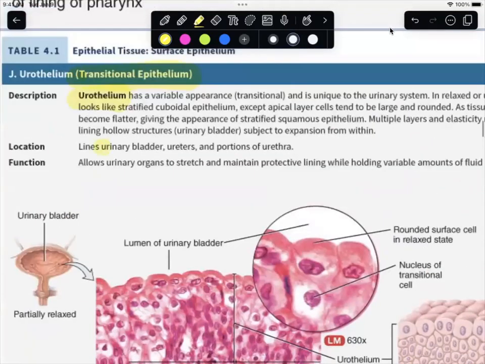This lines the bladder. The ureters, this is what takes the urine formed by the kidneys down to the bladder. And even part of the urethra, like the beginning of the urethra, is made of this transitional epithelium.